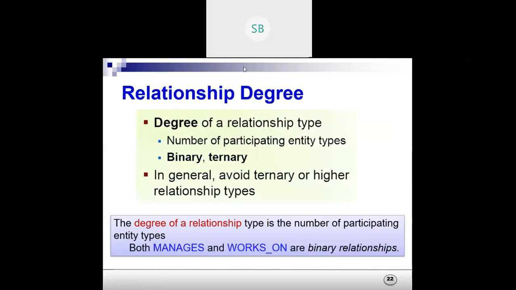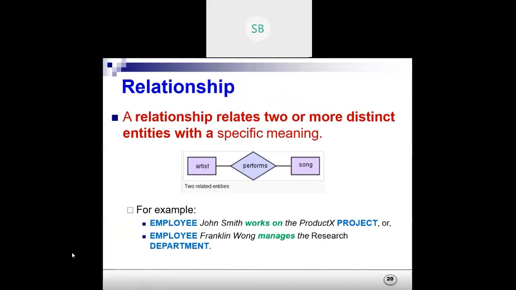Now, what is the degree of a relationship? The degree of a relationship means the number of participating entities in the relation. It can be binary or ternary. Let me give you an example. Here you see how many entities are participating. Two, right? Artist and song. And how can you know that it is an entity? You can check the diagram: a rectangle means it is an entity. So there are two entities participating.